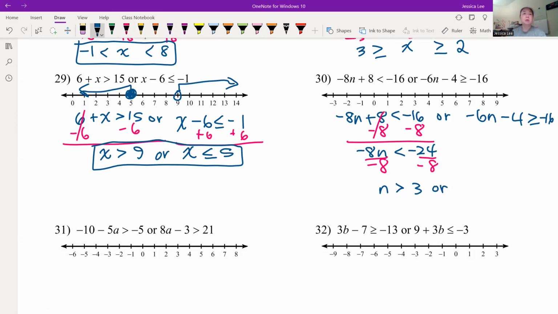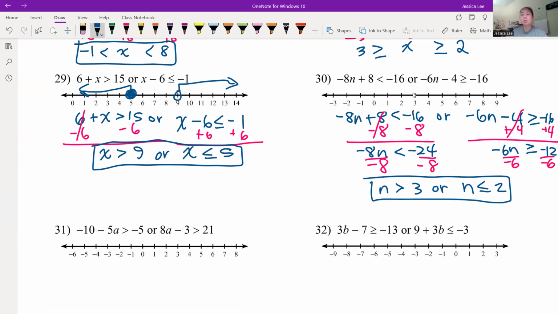Or, let's try the other one. It should be taking me about the same amount. And add 4 on both sides. And I have negative 6n is greater than or equal to negative 12. I'm going to divide by a negative 6. And I get n. Again, I divided by a negative number, so I'm going to flip the inequality. And that's going to be 2.